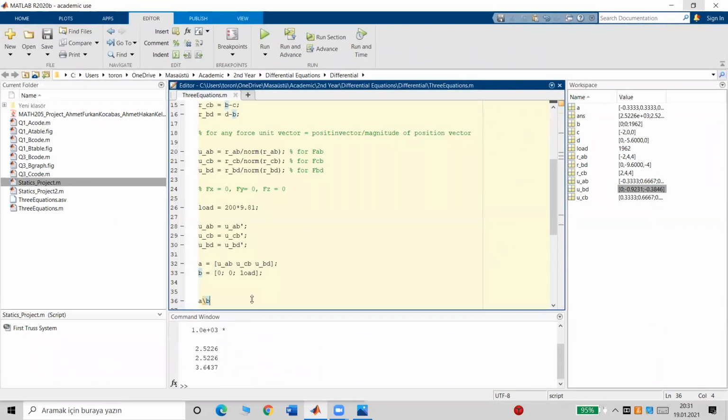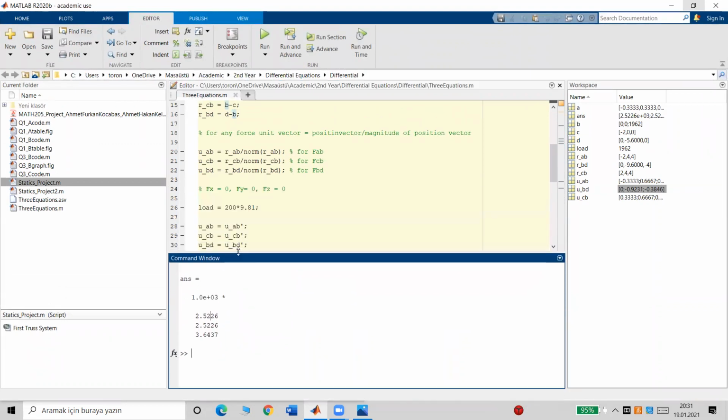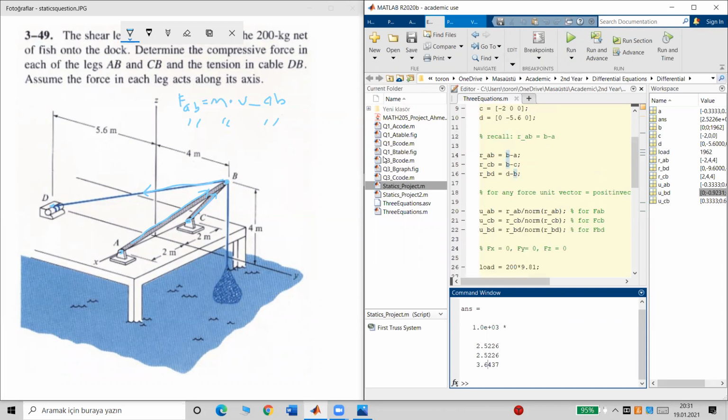Here you can see each force and their magnitudes. For example, FAB is equal to 2.5, same for FCB, and for FBD, it's 3.6. This is how you can use MATLAB to solve 3 equations, 3 unknown questions, which are actually from 3D equilibrium questions. Thanks for listening. I hope you enjoyed.